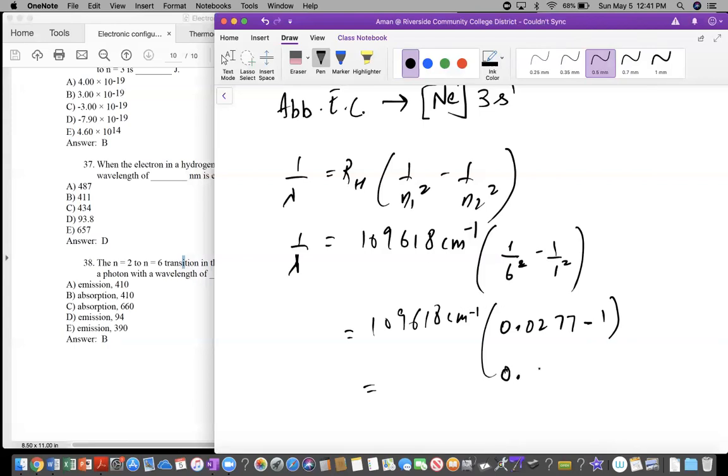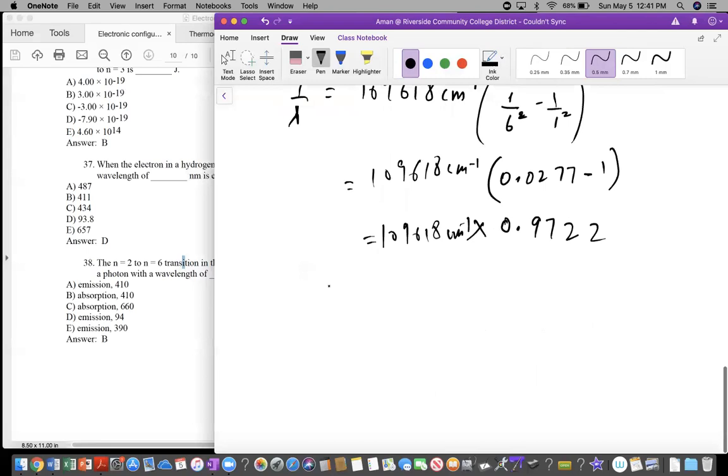This number is 0.9722. So this number times this number is 109,618 per centimeter. Is this making sense? Okay, so I'm just going to multiply these numbers, and it gives you 106,581. 580. That's what I got.